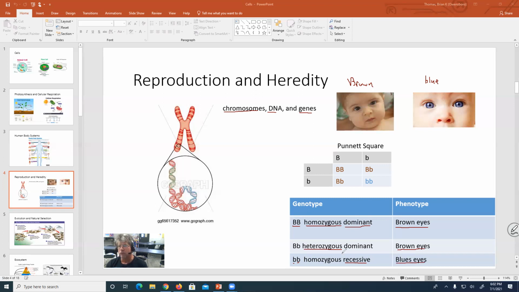Okay. So one of the ways they model this on the GED test is what's called the Punnett Square. So one parent, this may be your dad over here, and this may be your mom over here.